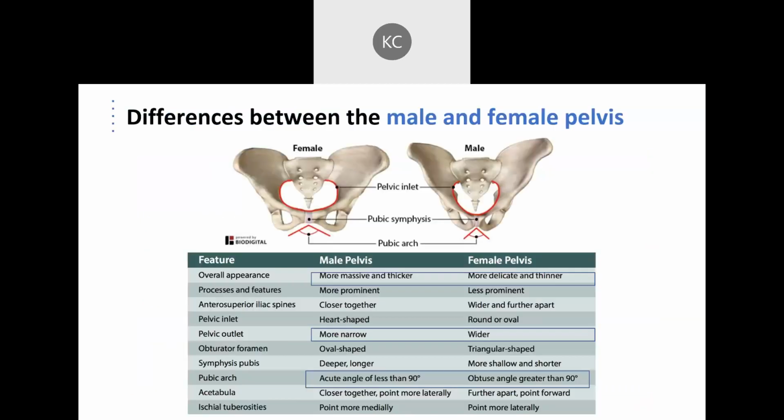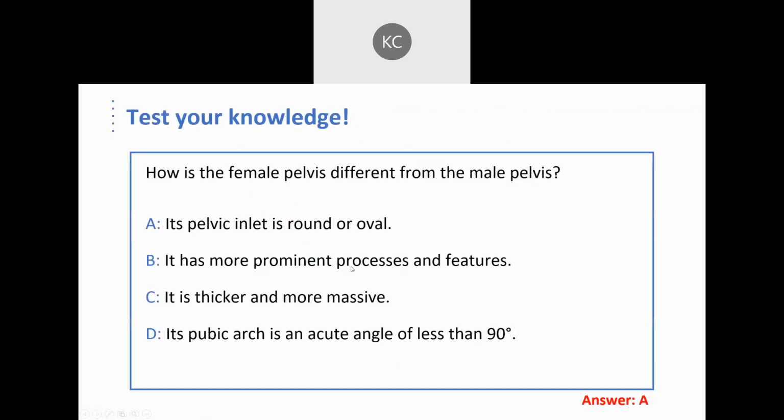So if we go back here, you can see in females it is round or oval, whereas in men it is more heart-shaped, and then the outlet is narrower in men and is much more wide in females. Okay, more prominent processes and features. This is a feature of the male pelvis, not the female. Thicker and more massive. Again, this is more for the male. And pubic arch is acute angle less than 90. This is also true for the male as well.